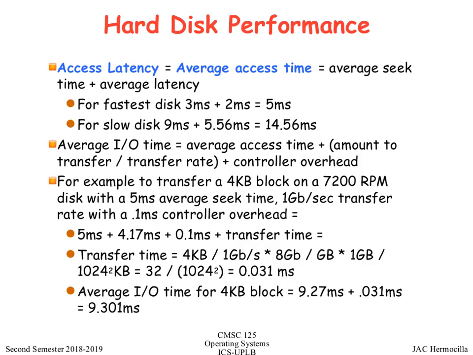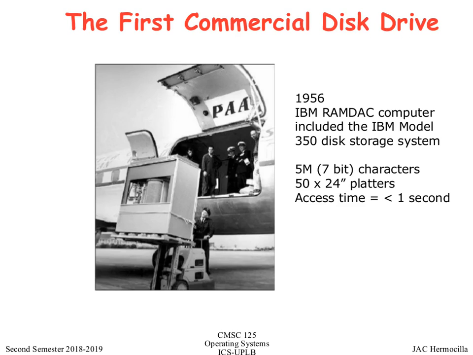Of course, the hard disk has these properties, like rotational latency. There are moving parts, so its performance varies compared to SSDs. As a trivia, this is the first commercial hard disk drive, from 1956. It could store 5 million 7-bit characters, and it had a 50 by 24 inch platter. Imagine the improvement in terms of storage.